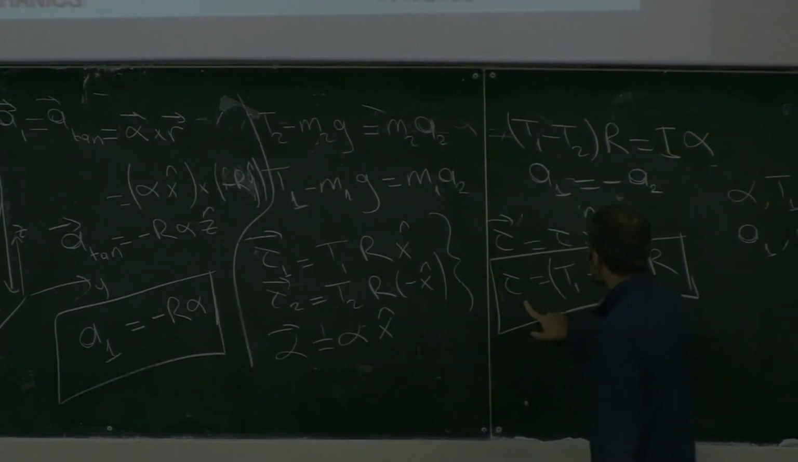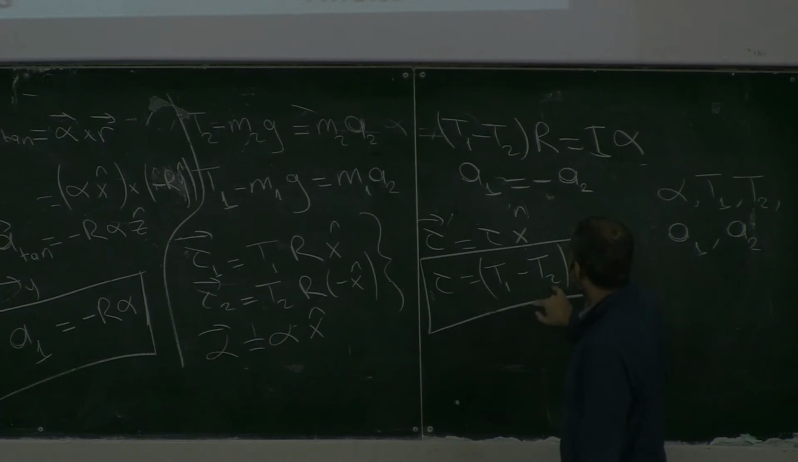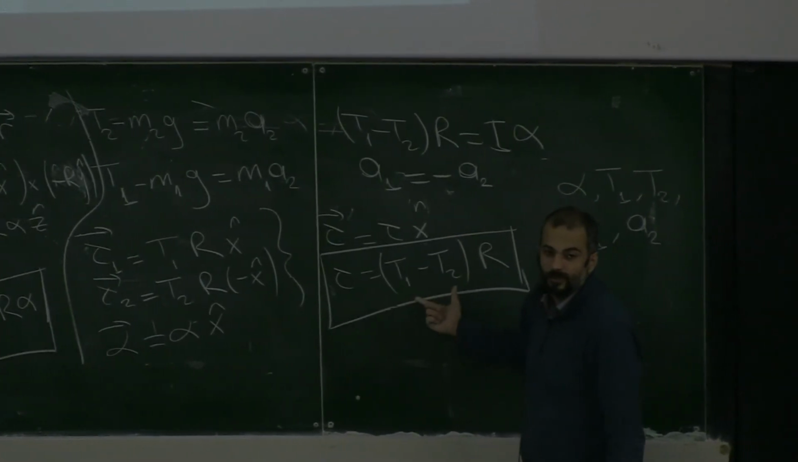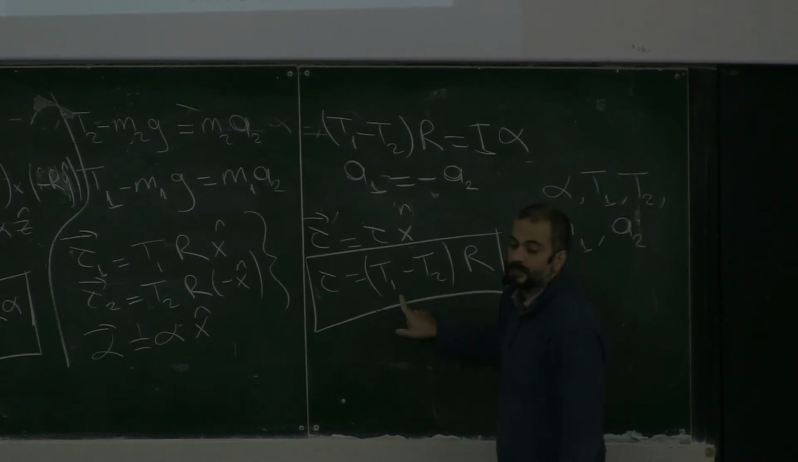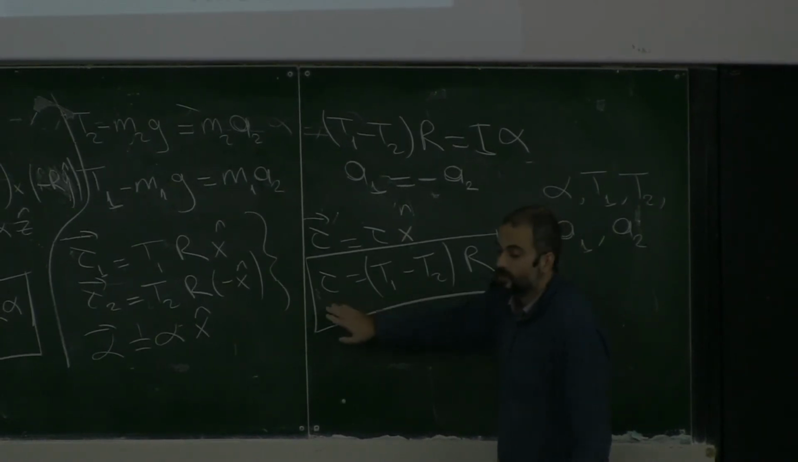So the sum is just T1 minus T2 times R in the x direction. I don't know whether T1 or T2 is positive. It might be that T1 is larger than T2. In that case, the torque is in the positive x direction. Or it might be that T2 is larger than T1. In that case, the torque will be in the negative x direction. But this equation contains both of the cases. This is valid in both cases.